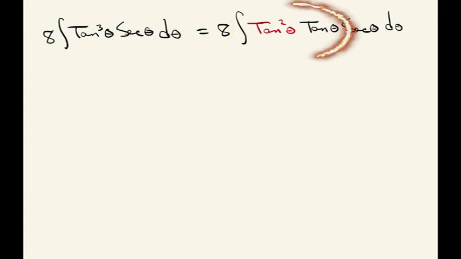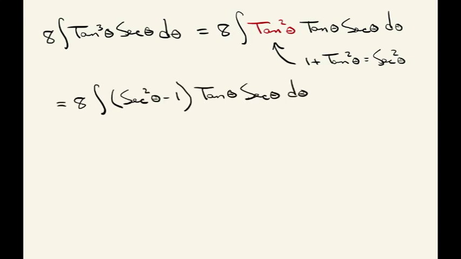Why would we do this? Well, recalling that 1 plus tan squared theta is equal to secant squared theta, it follows that tan squared theta is equal to secant squared theta minus 1. Therefore, we could replace tan squared theta with secant squared theta minus 1. This gives us a very simple integral in disguise. By letting u equal secant theta, we see that du is equal to tan theta secant theta d theta.